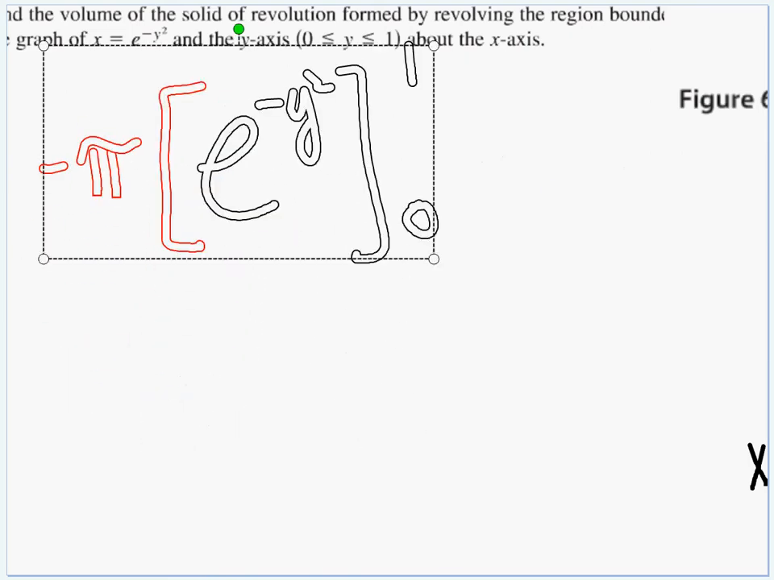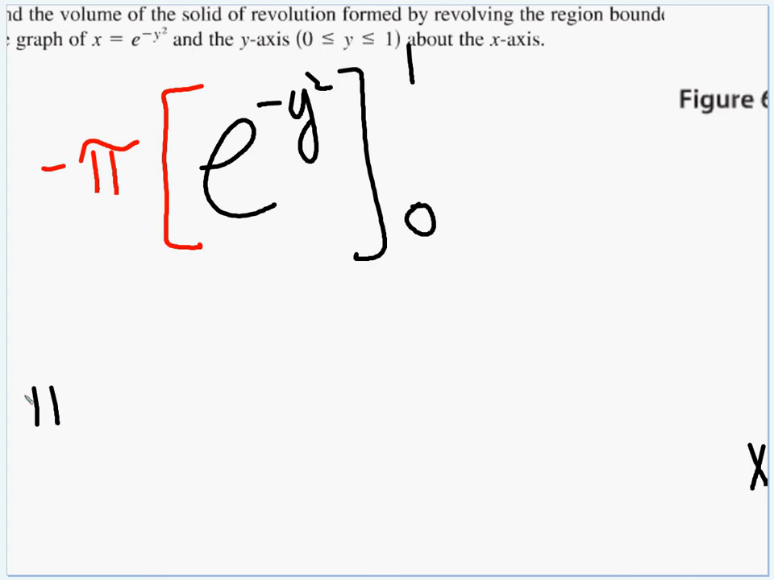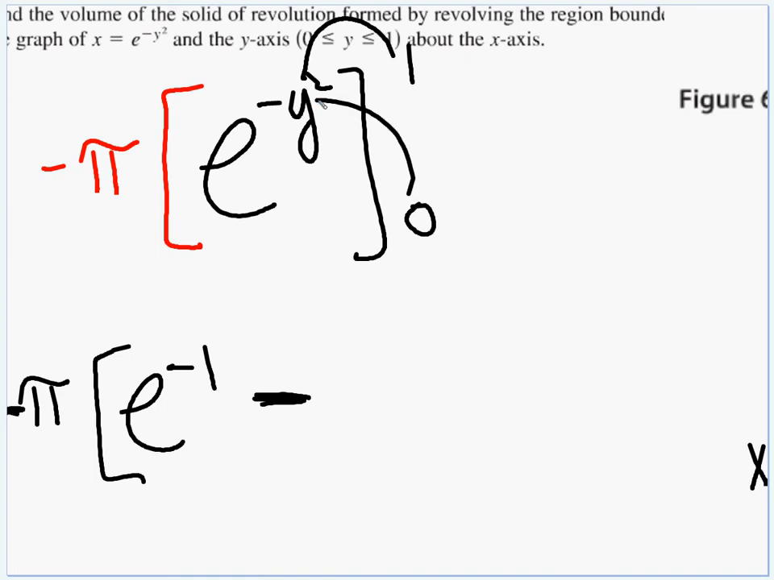So, as you well know, our upper limit will jump in first. So we got this negative pi out here, and then 1 is going to jump in. Now be careful, that negative is not negative y in parentheses. This is negative y squared. So when the 1 jumps in, we get 1 squared is 1, and it's a negative 1. So that's going to be e to the negative 1. The Fundamental Theorem says we subtract. Now lower limit 0 jumps in. That's going to be e to the 0.